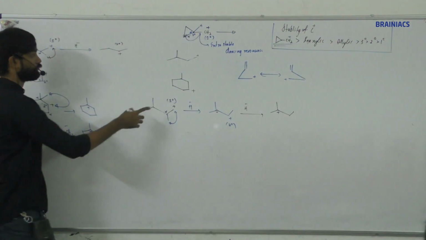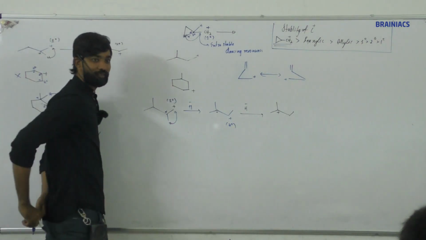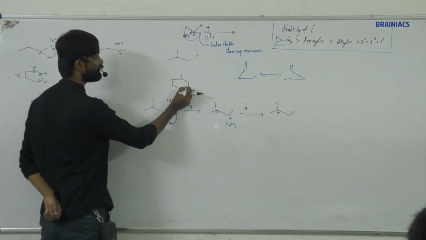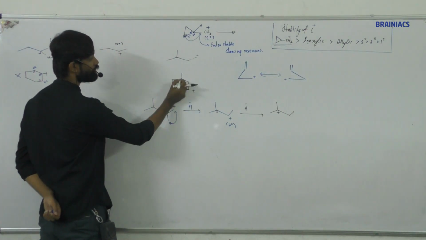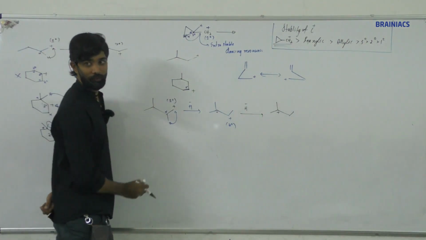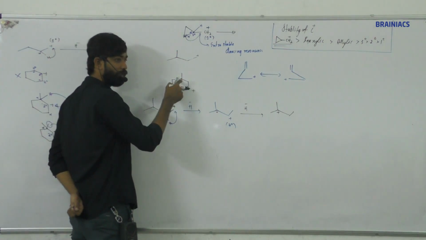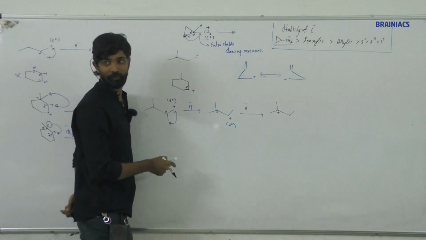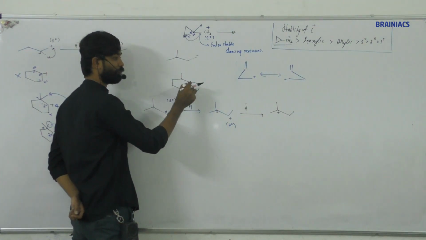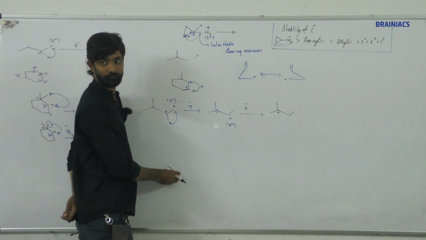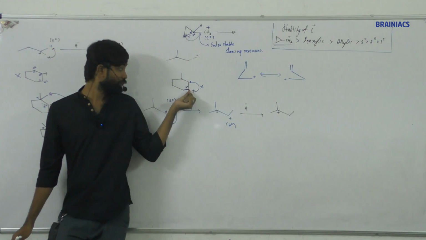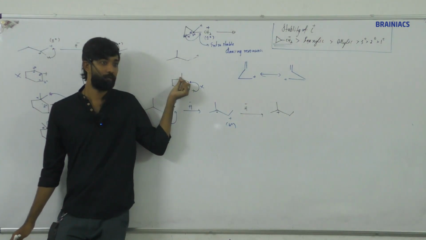Okay. What about the next? What about this molecule? This is presently secondary. If this positive charge is on this carbon, what happens? Tertiary. If the positive charge is in this carbon, it becomes tertiary. Before that, the positive charge should be in this carbon, right? That is not possible. We can say that it is stable if the positive charge is in this carbon.